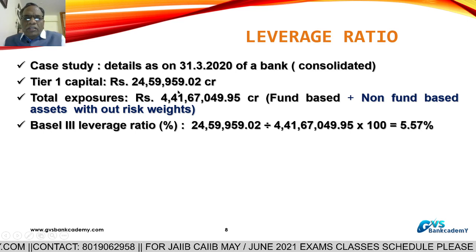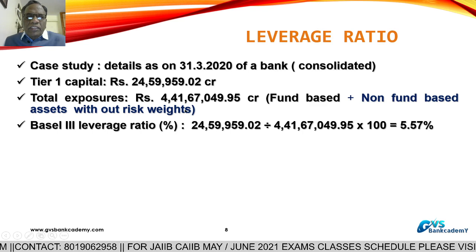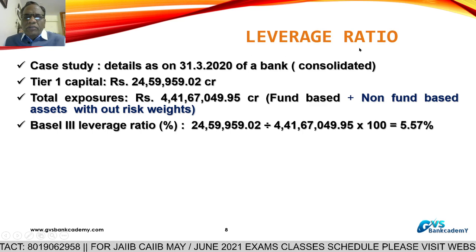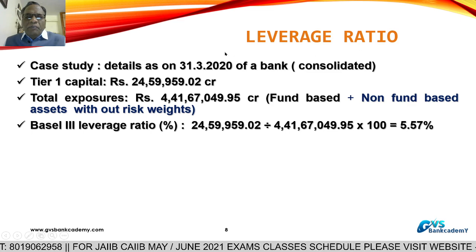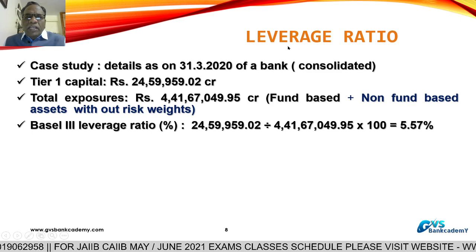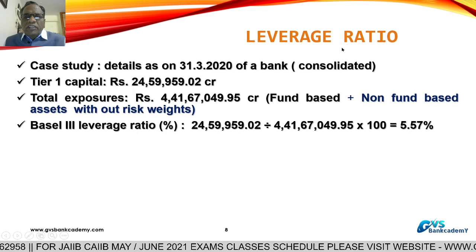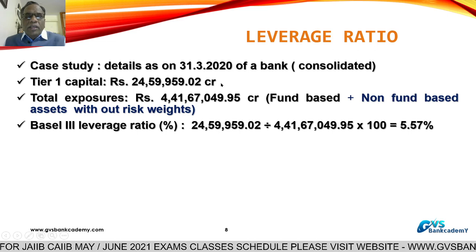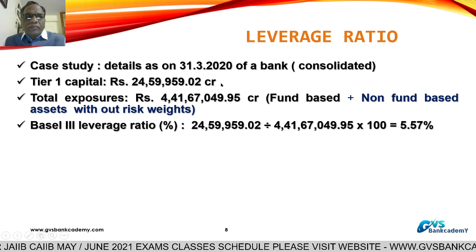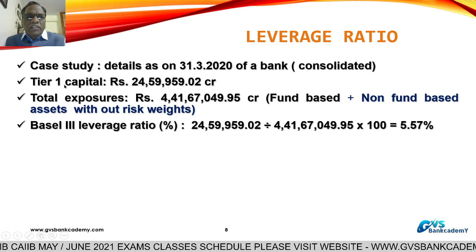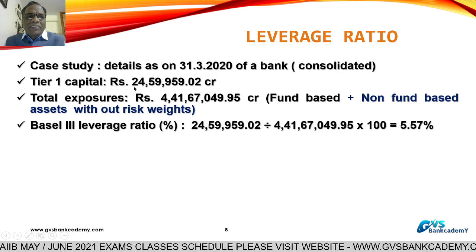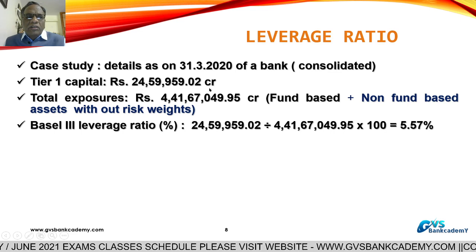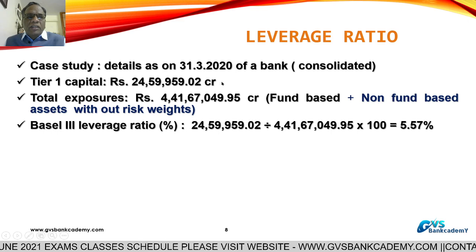So, what is the difference between capital to risk weighted assets ratio and leverage ratio? For the purpose of calculation of capital to risk weighted assets ratio, or CRAR ratio, we are taking Tier 1 capital plus Tier 2 capital. That is the numerator. For the denominator, we are taking the risk-weighted assets for credit risk, market risk, and operational risk total into 100. That is the CRAR purpose.